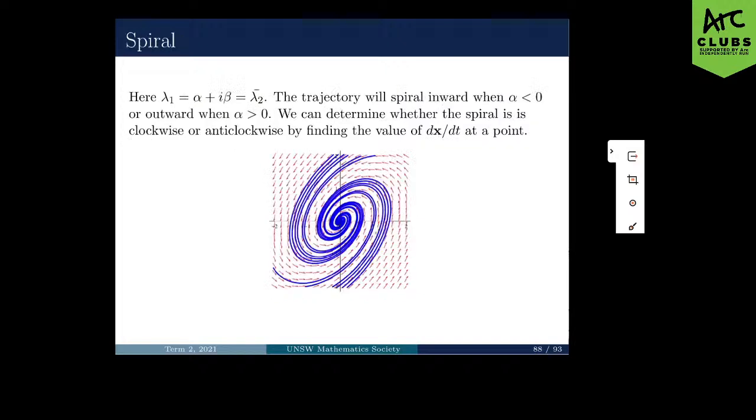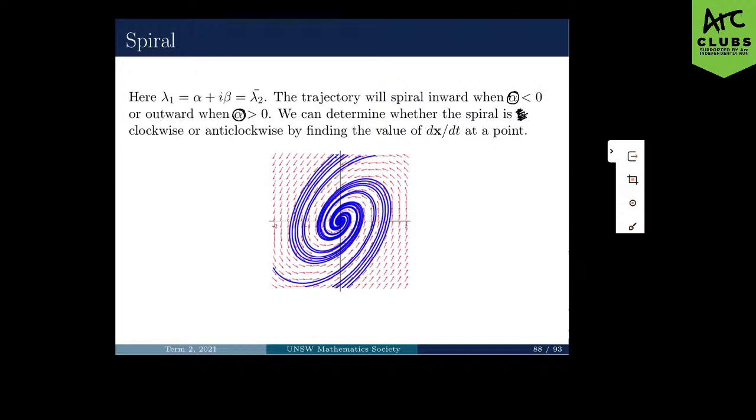In the case where we have a non-zero real component, we have a spiral. And the spiral can either go inward, so an asymptotically stable equilibrium point, when the real component is less than 0, or the spiral can go outwards when the real component is greater than 0. And we can determine whether the spiral is anti-clockwise or clockwise by, once again, substituting in a point and finding the value of dx/dt.